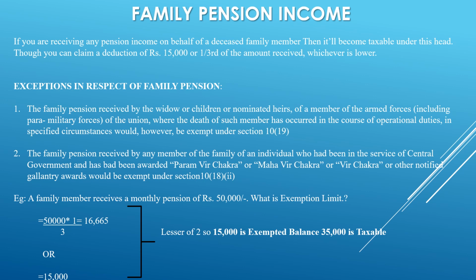So let's look into a simple example. Suppose a family pension of 50,000 rupees is paid to a family member. In that case, we have to calculate it as 50,000 into 1 divided by 3, which comes up to 16,666, and the standard deduction which is allowable under this is 15,000. So if we compare 16,666 and 15,000, we can see that 15,000 is lesser. So 15,000 will be reduced out of this 50,000 and the balance amount will become taxable. So that is 35,000 will become taxable.